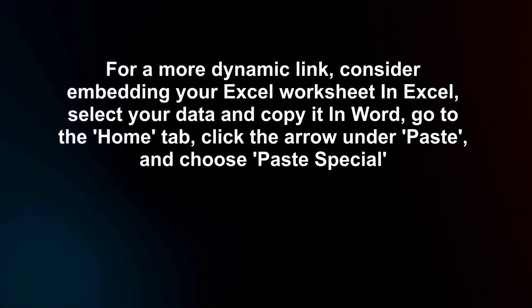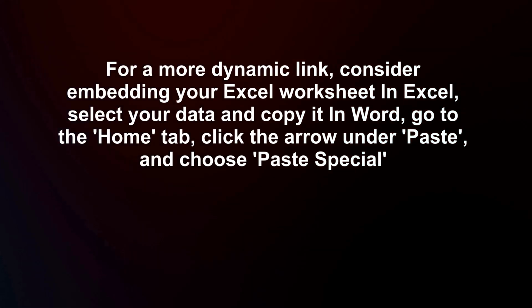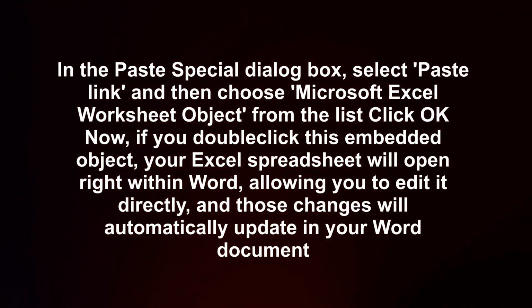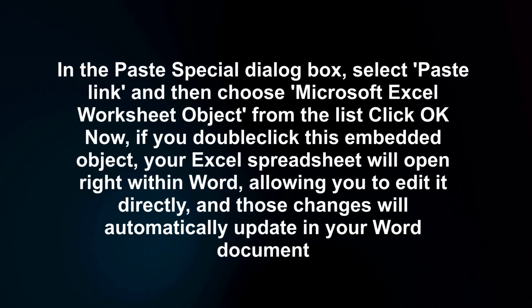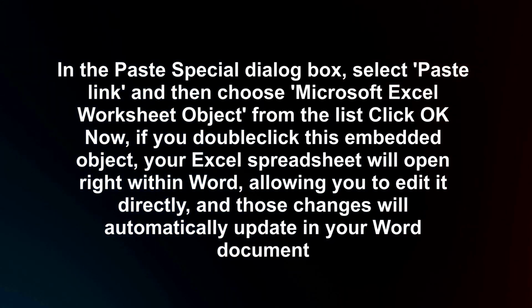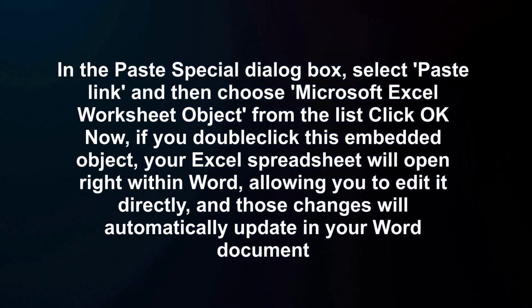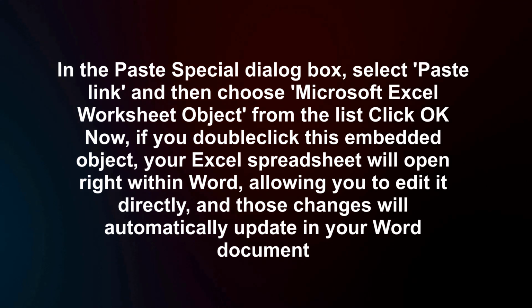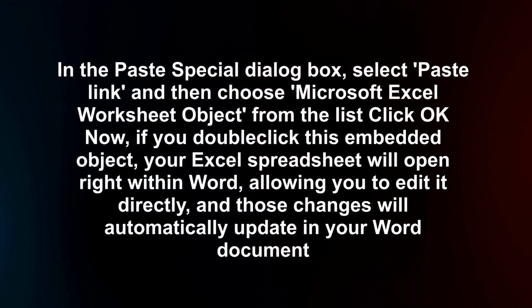Select your data and copy it in Excel. Go to the Home tab, click the arrow under Paste, and choose Paste Special. In the Paste Special dialog box, select Paste Link and then choose Microsoft Excel Worksheet Object from the list. Click OK. Now, if you double-click this embedded object, your Excel spreadsheet will open right within Word, allowing you to edit it directly. And those changes will automatically update in your Word document.